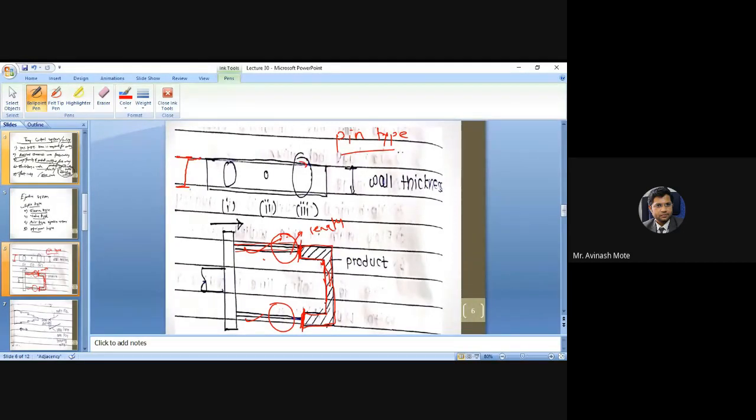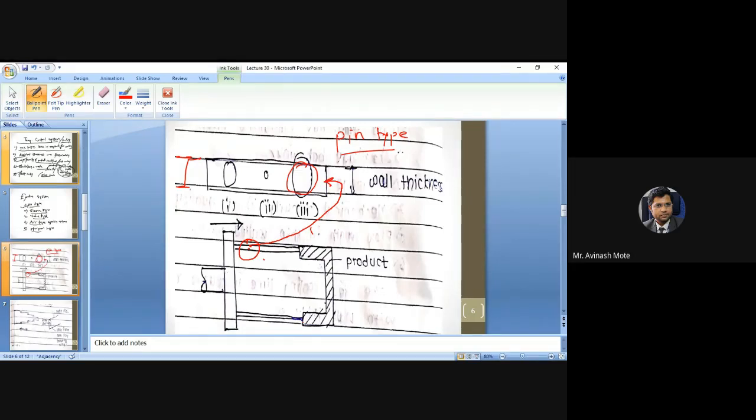Now in case of pin type ejectors, mostly, if this is the wall thickness of the mold, then that much size of pin diameter is preferred. Don't get confused, I will show it here. This diameter of the pin is preferred the same as the wall thickness of the mold.